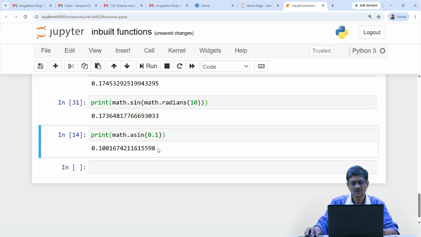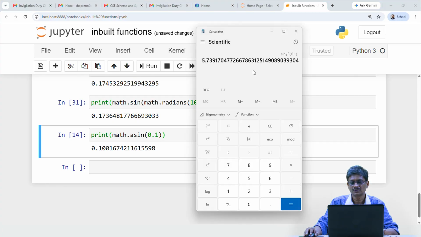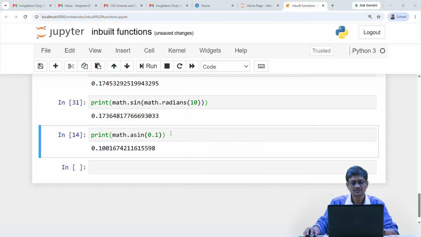Let us check this value with the calculator. If you open the calculator here, let us say I am writing 0.1 and I want to use the inverse of sine. So I will be using second of sine inverse. The value coming out is 5.739. You can see there is a difference between the values, because the sine inverse value given by Python is in radians, whereas the sine inverse given by the calculator is in degrees. Whenever you are dealing with angles, Python or almost every programming language deals with radians only.